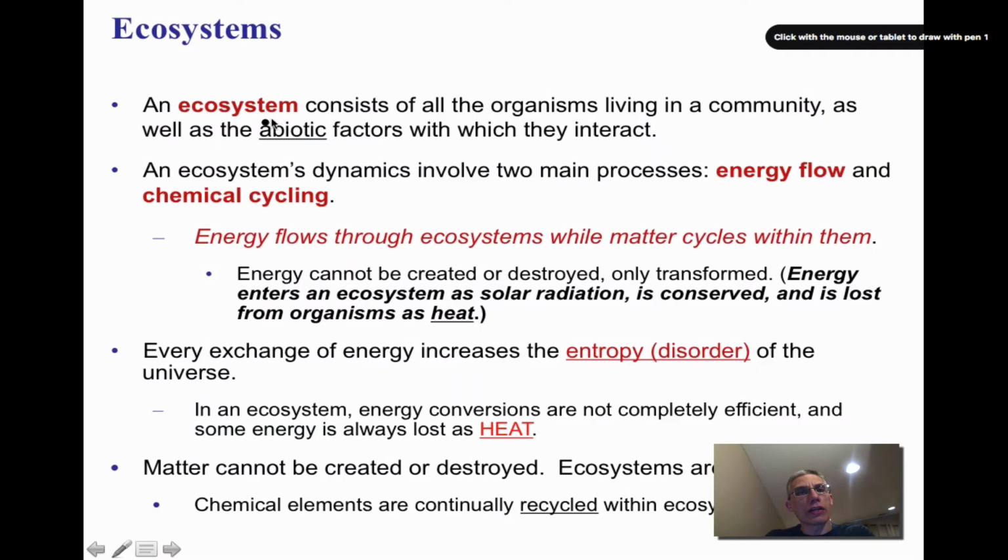So when you talk about an ecosystem, we need to go back and think about the definition of an ecosystem. An ecosystem is going to consist of all of the organisms living in a community. Now, sometimes we forget that it's not just the organisms living in the community, but it's also the abiotic factors as well. If you think back to Honors Bio, we had to distinguish between biotic and abiotic factors. Biotic meaning living, and abiotic meaning the non-living pieces of that particular ecosystem.